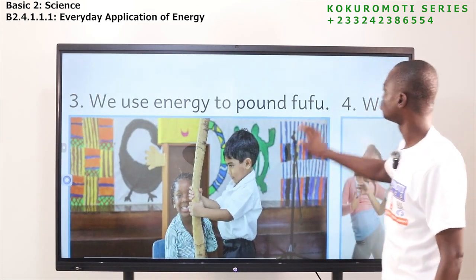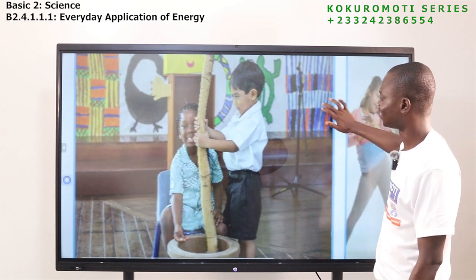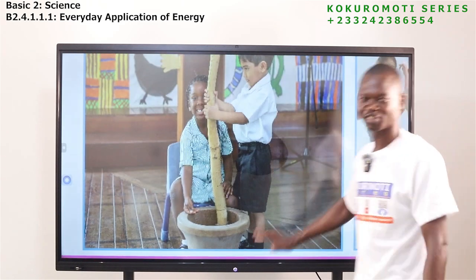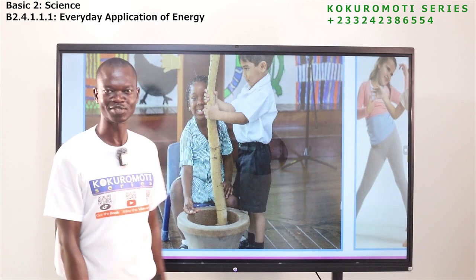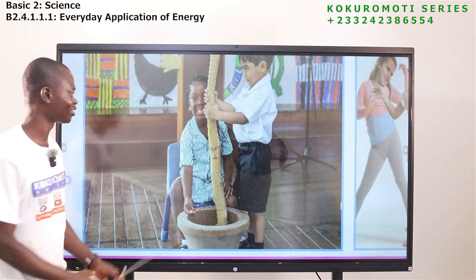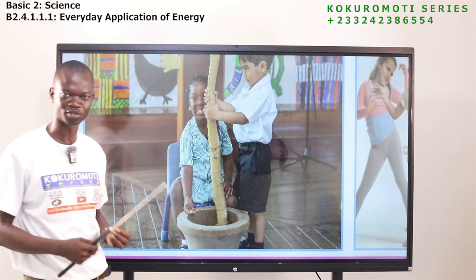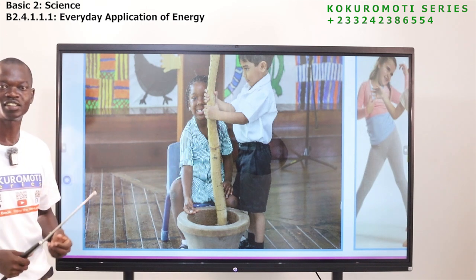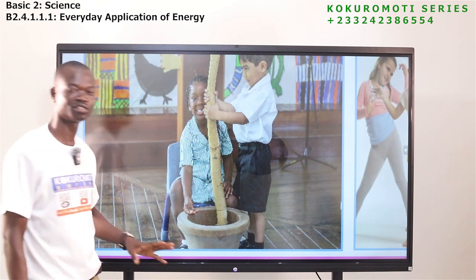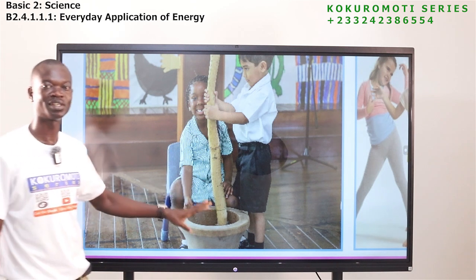We use energy to pound fufu. Hey, I know fufu is your favorite, right? But you don't like pounding fufu. Look at the boy and the girl. They are learning how to prepare fufu. If you are pounding fufu and you are hungry, in fact, if you are not careful, something will happen.